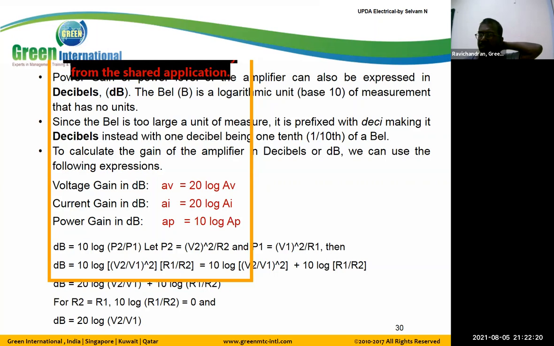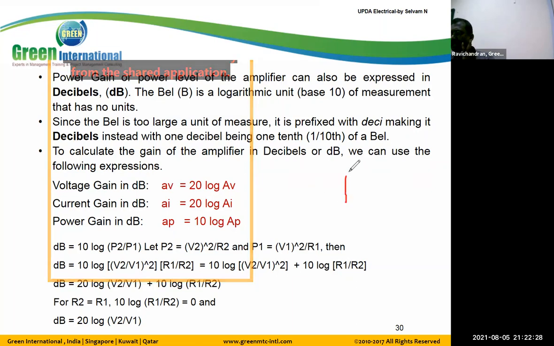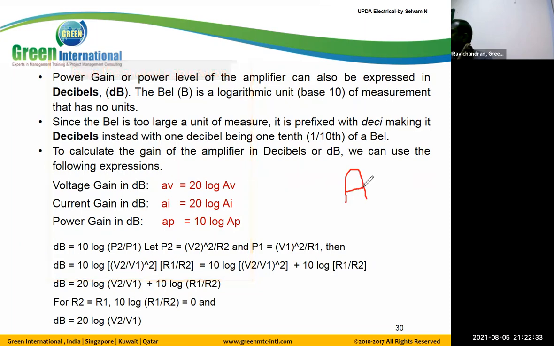What is A? A stands for gain. In electronics, the gain is represented as a capital A, or simply A. The suffix V stands for voltage, I for current, P for power. In control systems, they use the letter G.